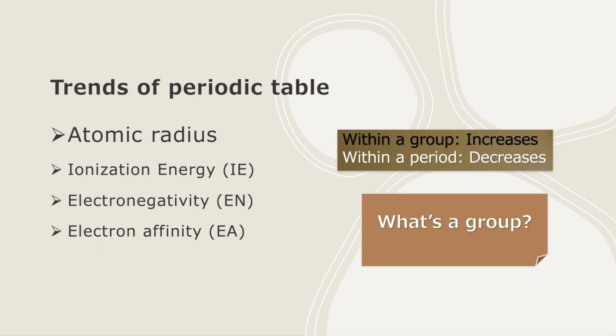So in conclusion, periods or rows show trends in energy level, size, reactivity, and ionization energy across elements, and groups or columns show similar chemical properties due to the same number of valence electrons. Now you might wonder, what is a valence electron? It is an electron in the outermost shell or energy level of an atom. These electrons determine how an element reacts chemically with other elements. They are involved in chemical bonding.